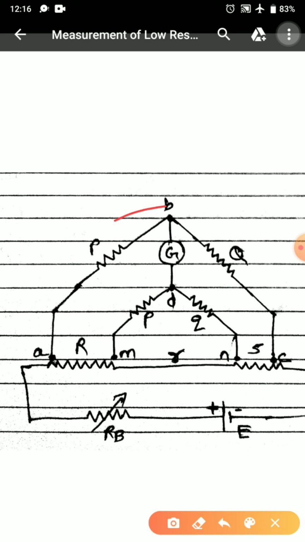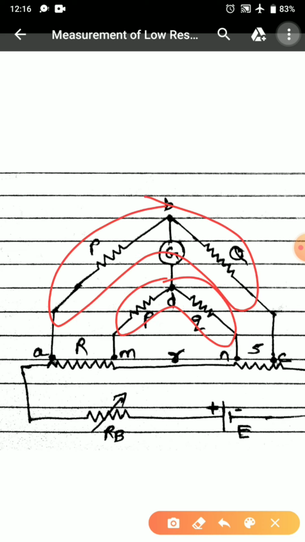Why is it called a double bridge? Because there are two ratio arms connected, therefore it is called Kelvin's double bridge.